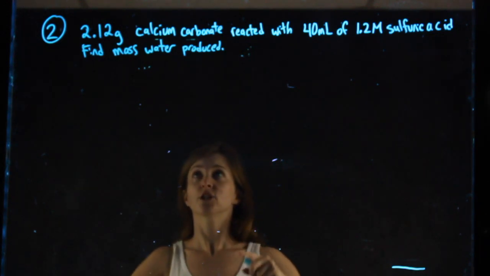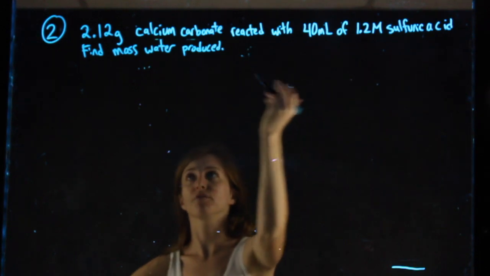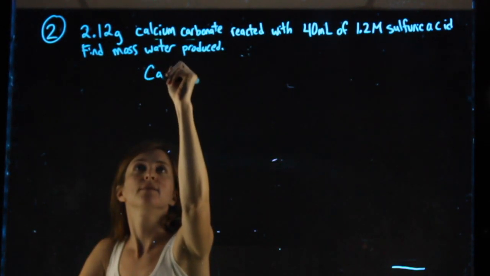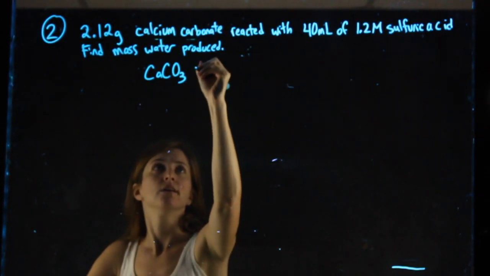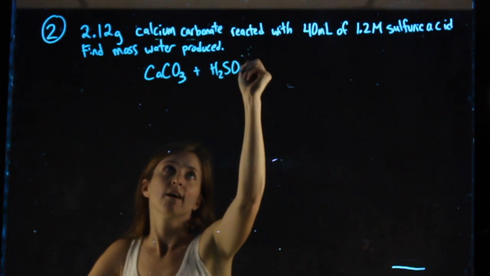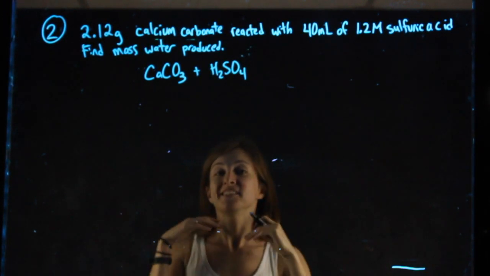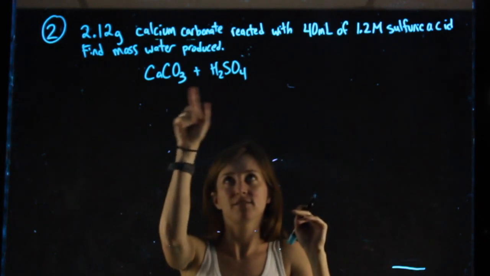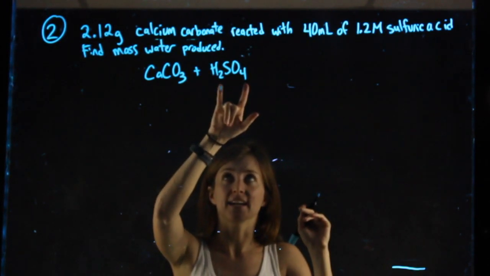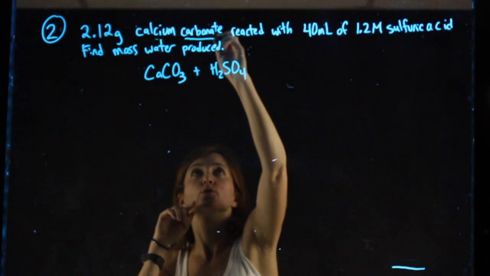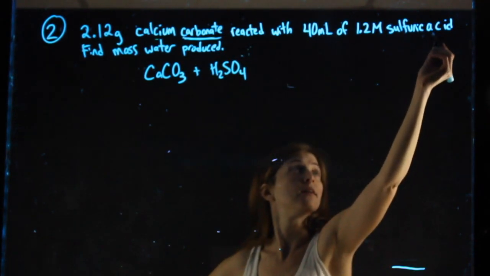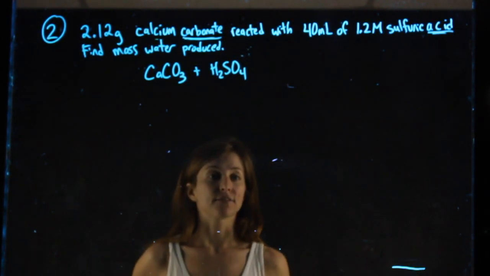Starting off, writing my reaction: calcium carbonate with sulfuric acid. Calcium carbonate is that. Sulfuric acid is this. Ideally, you know that this is not a double displacement reaction, even though we have two compounds reacting. That's an acid, that's a carbonate, and those words are showing up in the question as well. Acid carbonate is a different type of reaction.